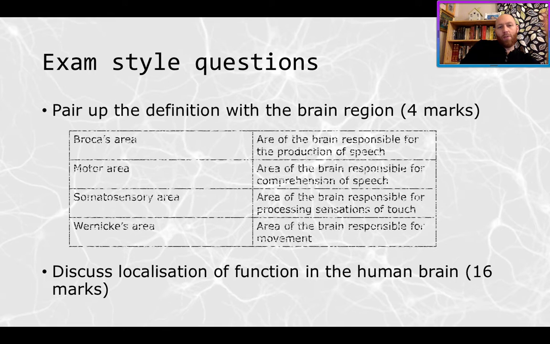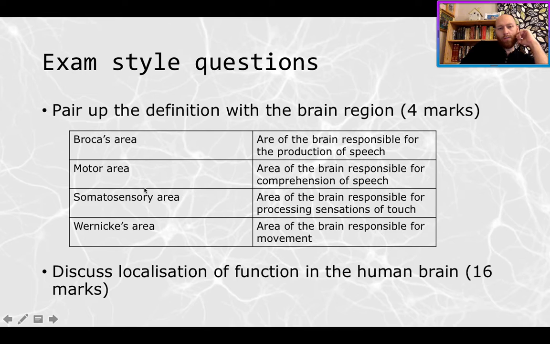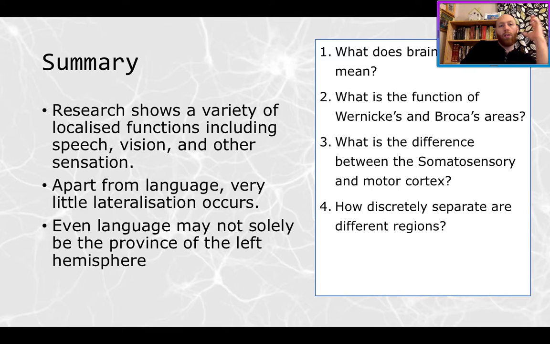A couple of exam style questions then. Pair up the definition with the brain region and discuss localization of function in the human brain. This is going to require a lot more research from outside of this topic, such as plasticity and the evaluations that I provided you with. So that is brain localization and lateralization.